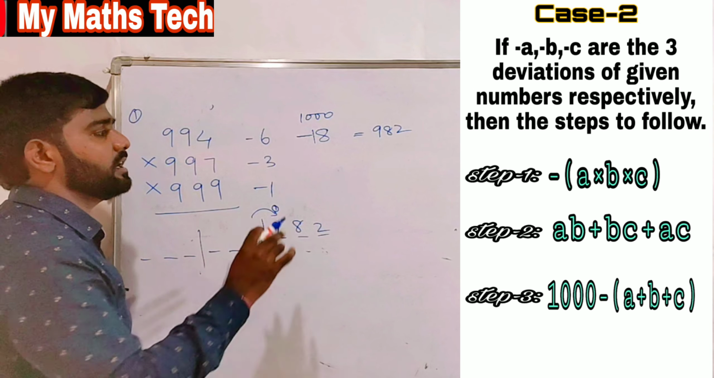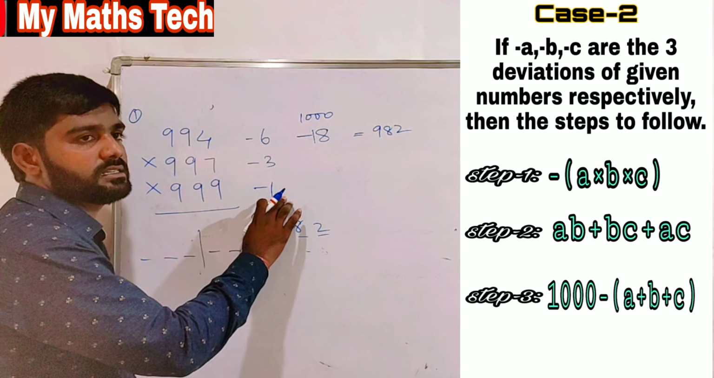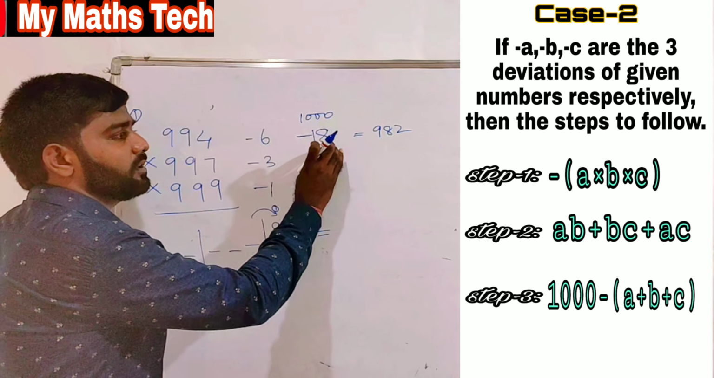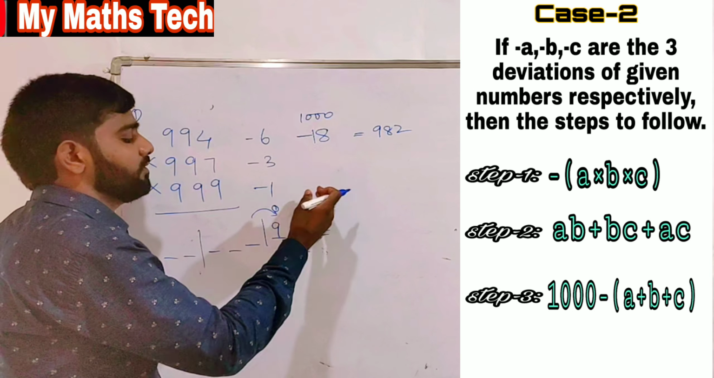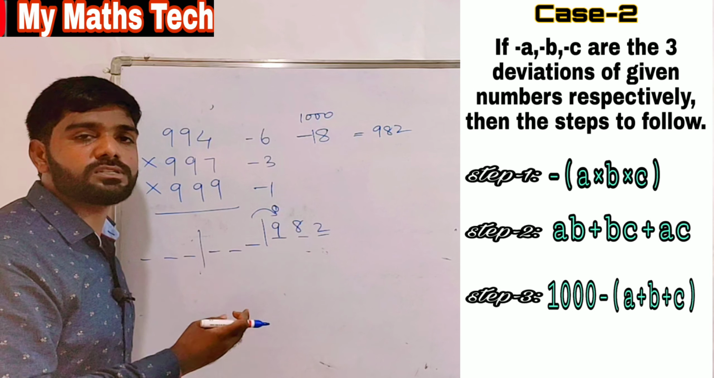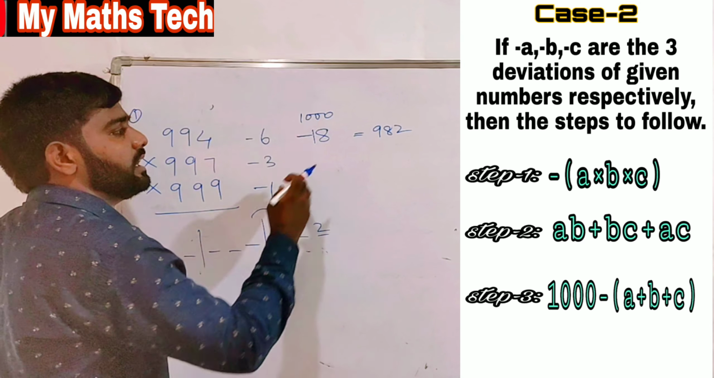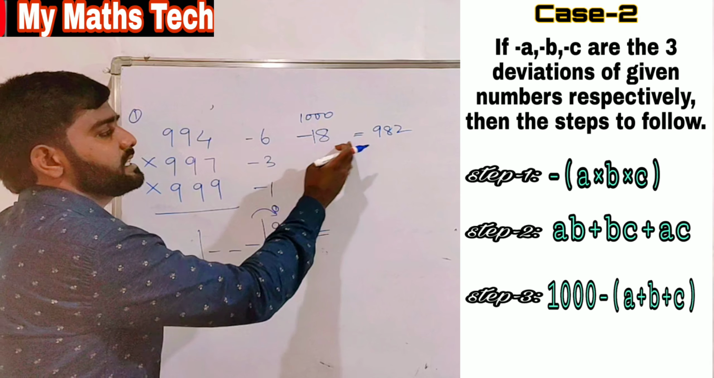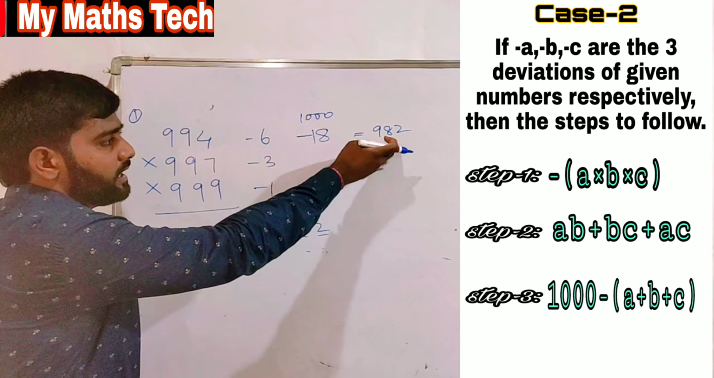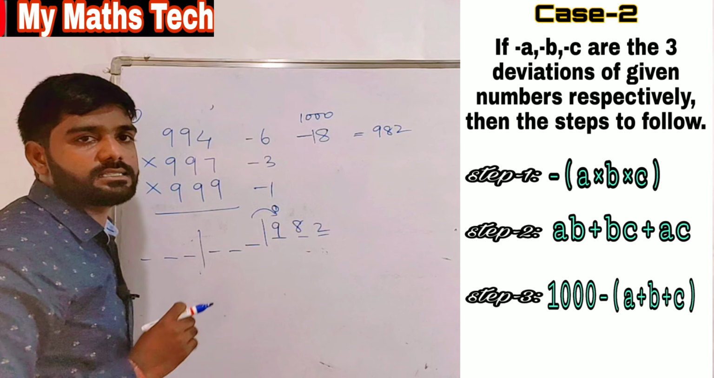Listen again. First we have to find the product of the deviations. If that is a negative number we have to subtract. To subtract we have to take a borrow from the thousands place digit, because the next digit is the thousands place digit. Then find the difference: 1000 minus 18 is equal to 982. You can write that value here as it is.